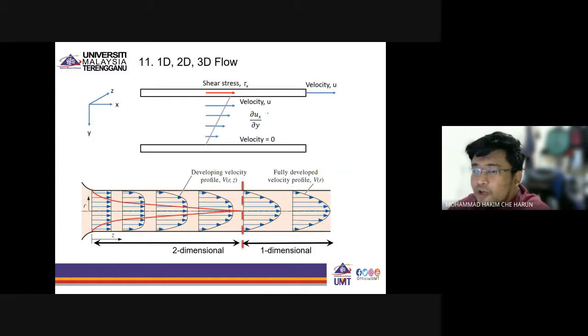Okay, so flow, we have 1 dimension, 2 dimension, and 3 dimension. So if you can see here, on the left side here is the 2 dimension, and on the right hand side here is the 1 dimension. As you can see here, it has x and y. Here you only have maybe y only, you can say, okay, because it's only one dimension.